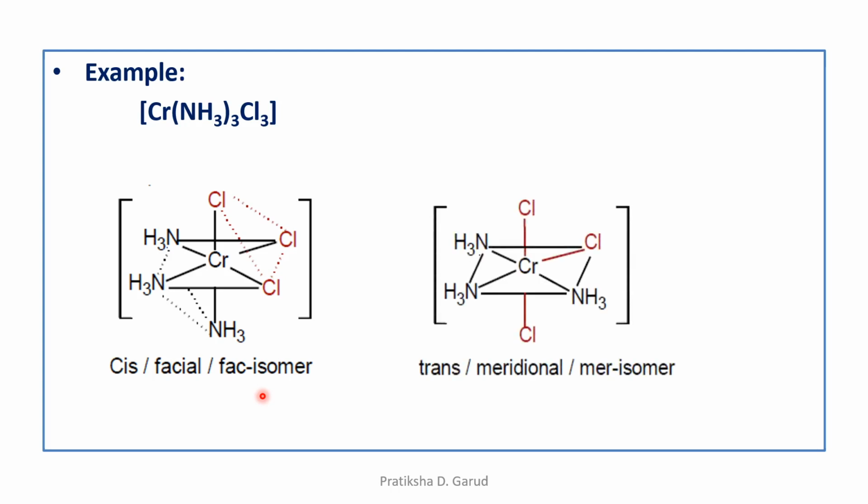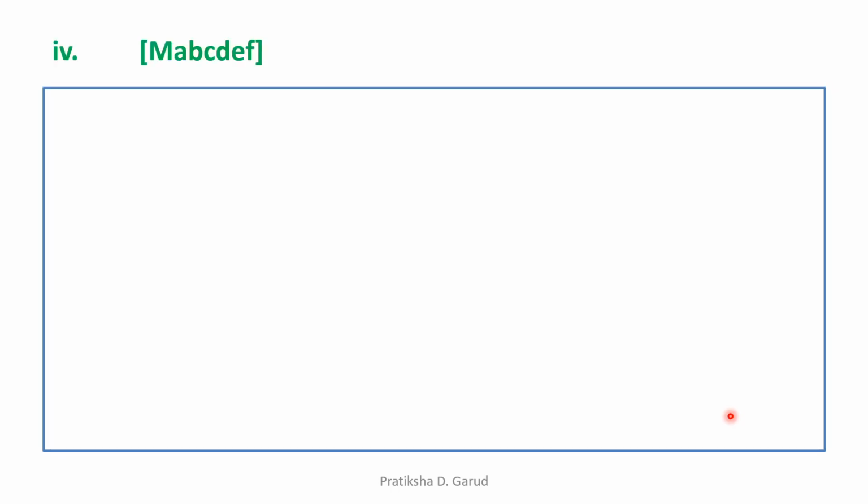Whereas in the second case, the same groups are present at 1, 2 and 6 positions. So it is 1, 2 and 6 positions. So it is called a trans isomer or a meridional isomer or the mer isomer. So in this way we are having the cis and the trans.